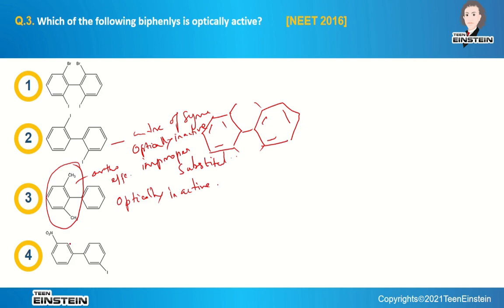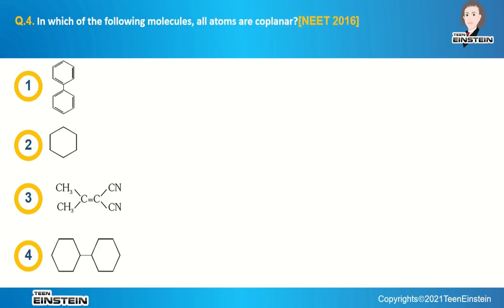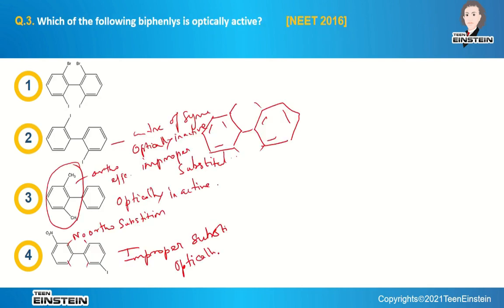So next come to option 4. There is no ortho substitution. So, improper substitution. Thus they are in the same plane and it is optically inactive. So option 4 is an optically inactive compound.